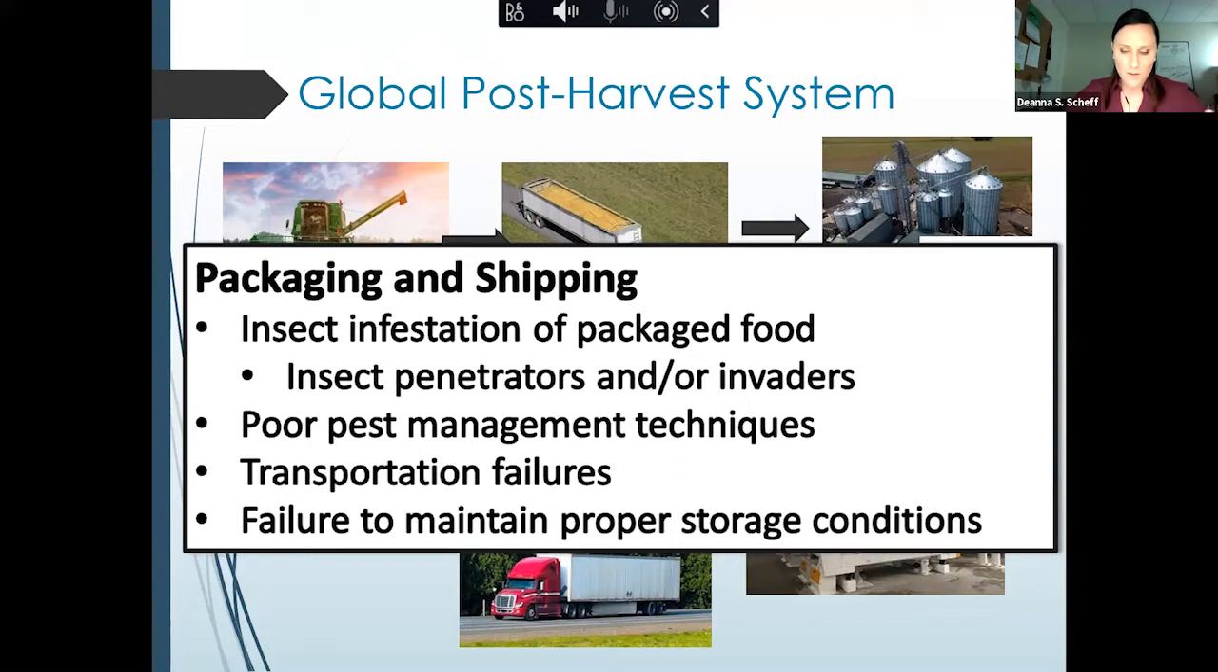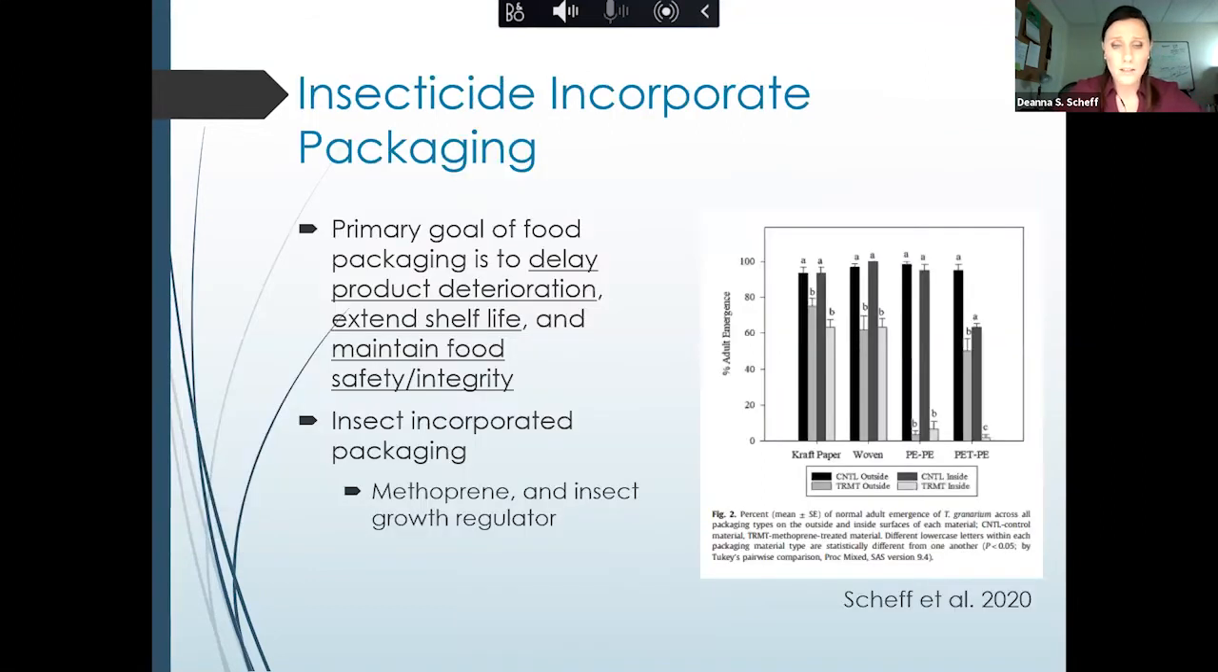So I'm going to focus a little bit on this relationship of insects and packaging. When you think about packaging, regardless of any contents that are being stored in there, the primary goal of food packaging is to delay that product deterioration, extend shelf life, and maintain the overall food safety and integrity of that food product being stored.